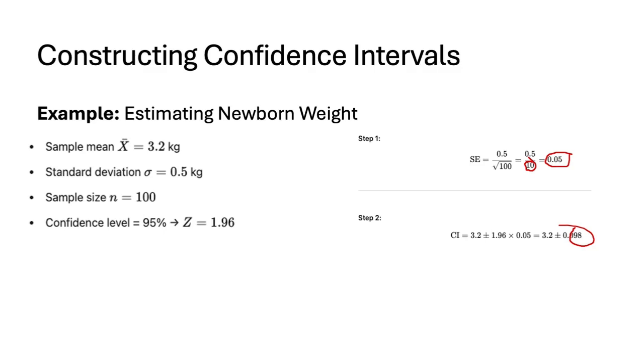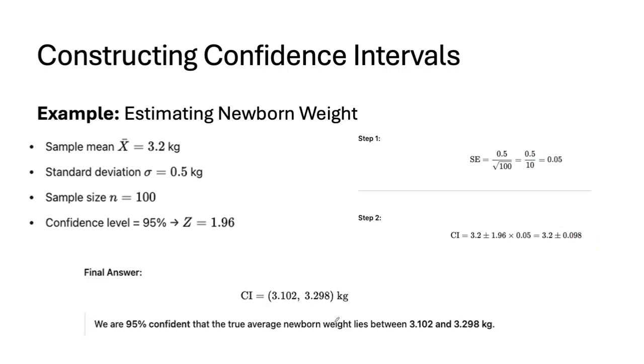Now we add and subtract that from the sample mean. 3.2 minus 0.098 gives us 3.102. And 3.2 plus 0.098 gives us 3.298, as you can see here. So our 95% confidence interval is from 3.102 kilograms to 3.298 kilograms.